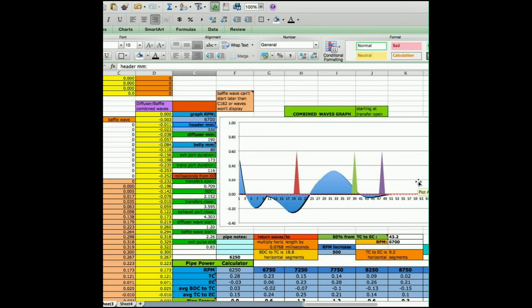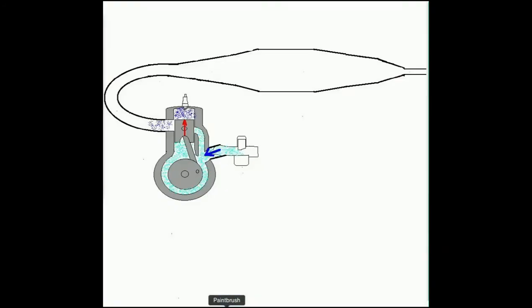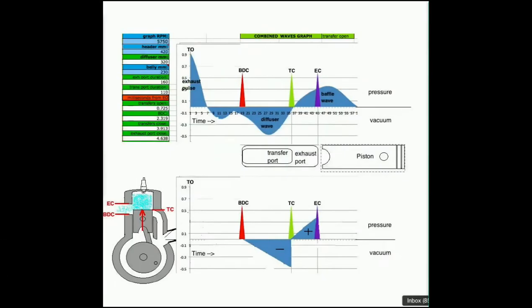On high RPMs, it's more critical because you have so much less time to deal with. You're talking about milliseconds. So I hope this pretty much explains what is happening with the pipe in relation to the ports opening.